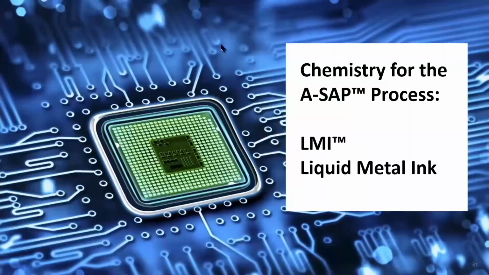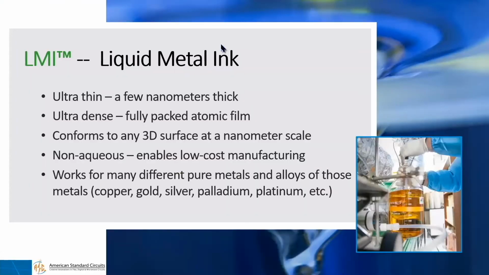So let's talk a little bit about the chemistry which enables this process. We call it liquid metal ink, and we do that because it's a liquid and it has no solid particles in it. It does have molecules in it that are in solution. Those molecules are organometallic molecules. They've got a metal atom of palladium typically, and some organic part.